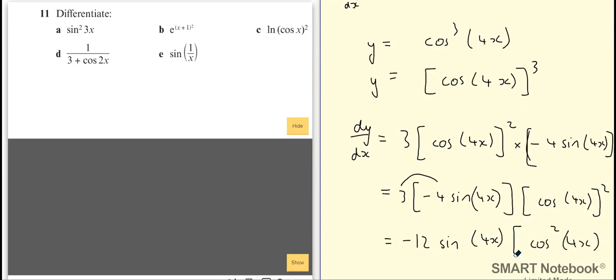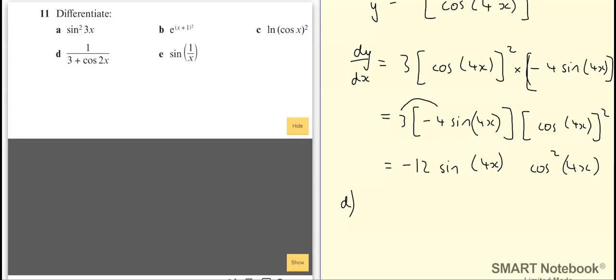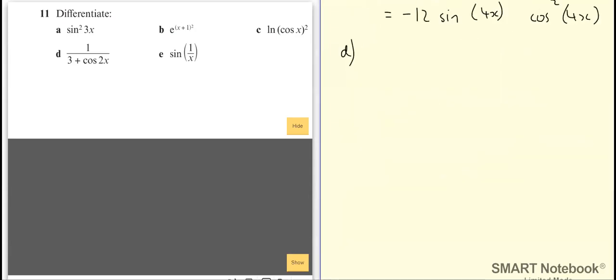And actually we don't need this. We can have it there if we want, but we don't need it. Okay, does that make sense? So like we said, we're going to start off by writing it in index notation. That's got to be a starting point. So I'm just going to say y equals 3 plus cos 2x to the power of minus 1.